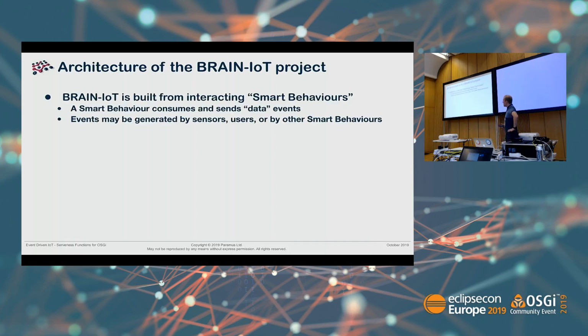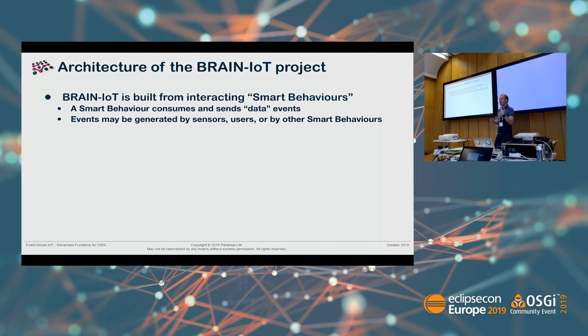Now, BRAIN-IoT is built from things that are interacting, and we call them smart behaviors. So it consumes a data event and potentially sends a data event. An event can be something that's triggered by a sensor or a user somewhere, or just a smart behavior. So one of the things your smart behavior does is it might have the equivalent of a crontab, and every hour it sends an event to say, hi, I'm here and I think the state of the world is X. And that's still a perfectly valid thing for it to do.